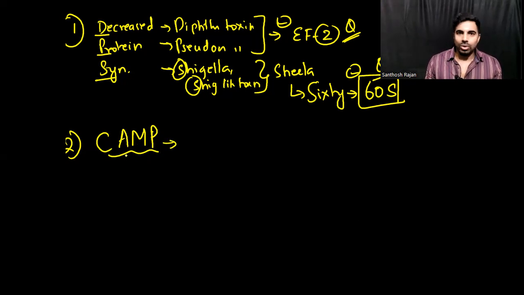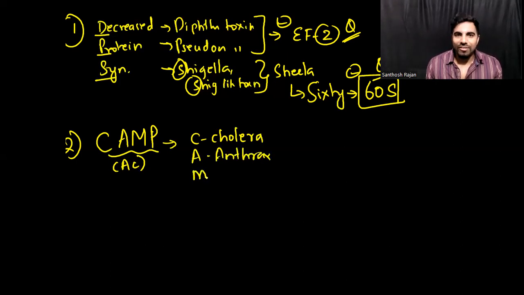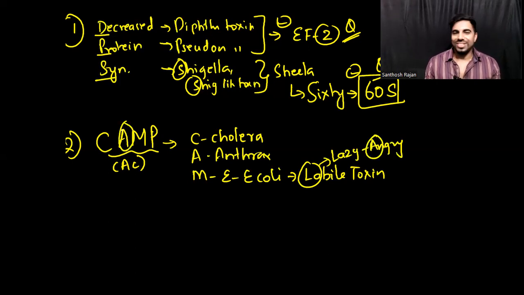Okay. Let's talk about how to remember this. Cyclic, C for cholera. We just spoke about cyclic AMP. When you talk about cyclic AMP, it's the AC. AC or cyclic AMP, they're the same mechanism. So, don't confuse. C for cholera. A for anthrax. And M for which one? Turn the M upside down and it becomes E. coli. Which toxin of E. coli? Labile toxin. Look, labile toxins are angry people. Labile means lazy. Lazy people are always angry. A for AMP. That's what I want to make easy. A for cyclic AMP, angry people, labile toxin.